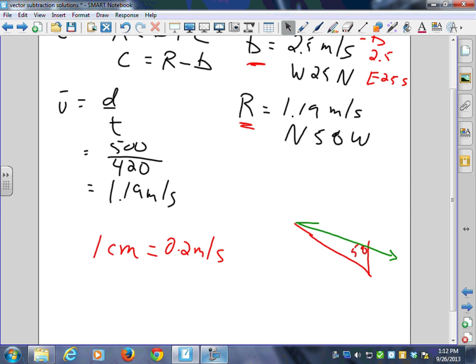And then my overall current of this river that it's in, current is going to be this value right here. You'll have to do a measurement with a ruler and a protractor to find out. But that should help you with those two questions. I hope that works for you. If not, come and see me.